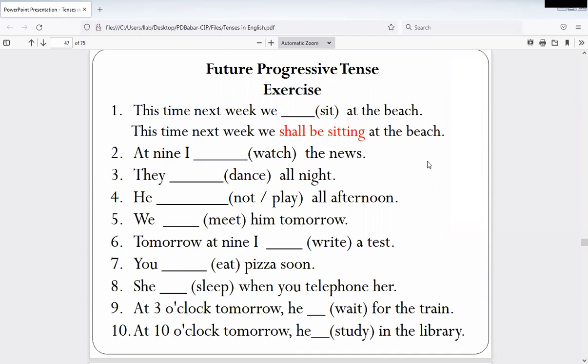Yes. We can use here, he will not be playing. We are using negative of the sentence, okay? We are making negative of this sentence. He will not be playing all afternoon.